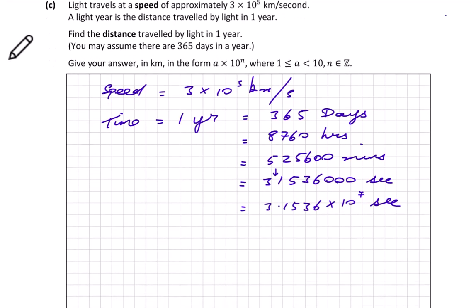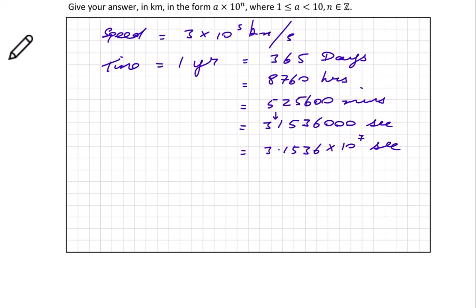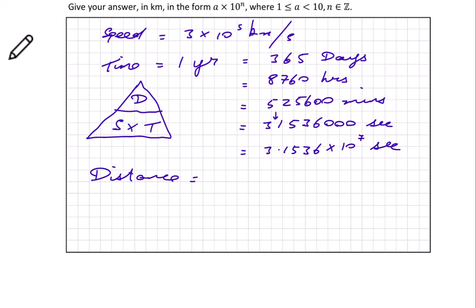Okay, so next thing we've got to do is work out our distance. If you remember Dad's silly triangle, these two are multiplied here. So distance is speed times time. The speed is 3 by 10 to the power of 5 kilometers per second. The time is 3.1536 by 10 to the power of 7.